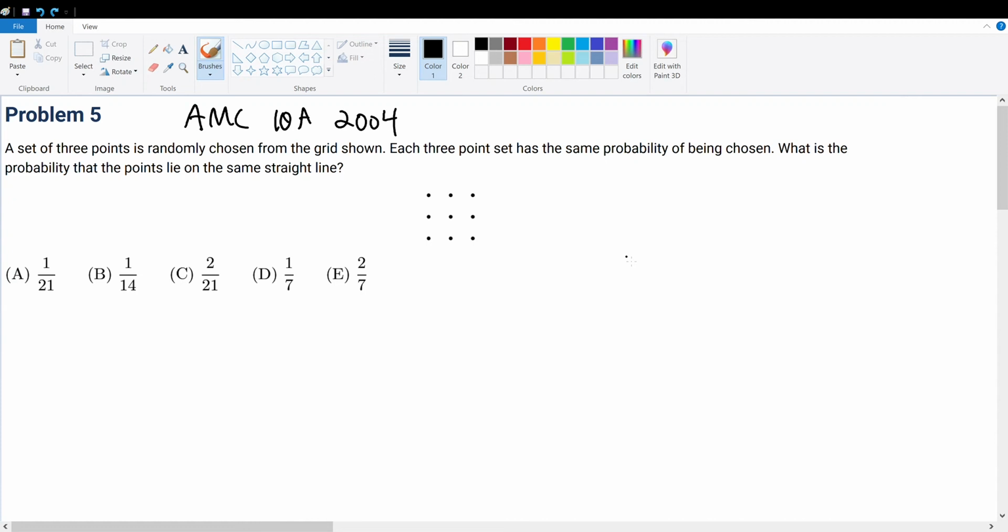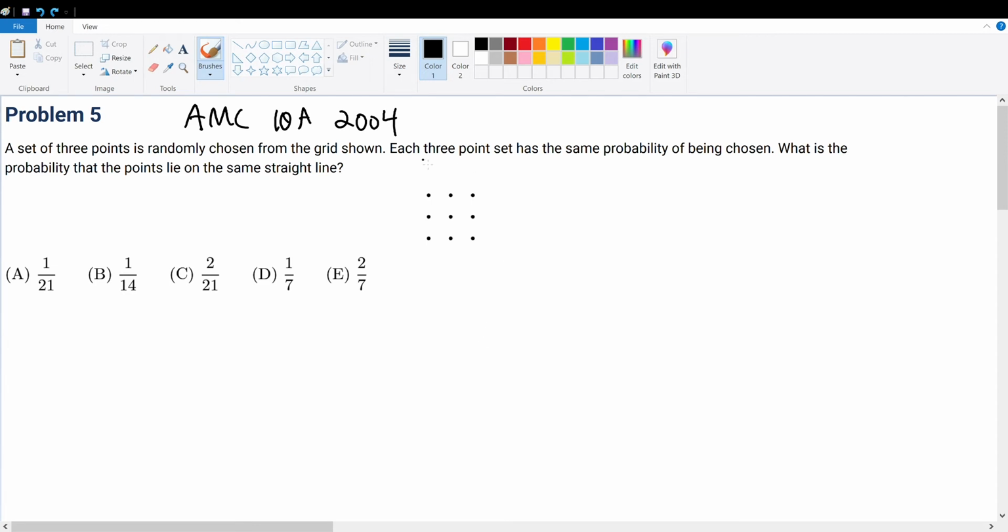AMC 2004, Problem 5. A set of 3 points is randomly chosen from the grid shown, and each 3 point set has the same probability of being chosen. And we're trying to find the probability that the points lie on a straight line. So in this case, we don't really need to consider complementary counting. We can just go directly because there are more cases where they're in a line than they're not.